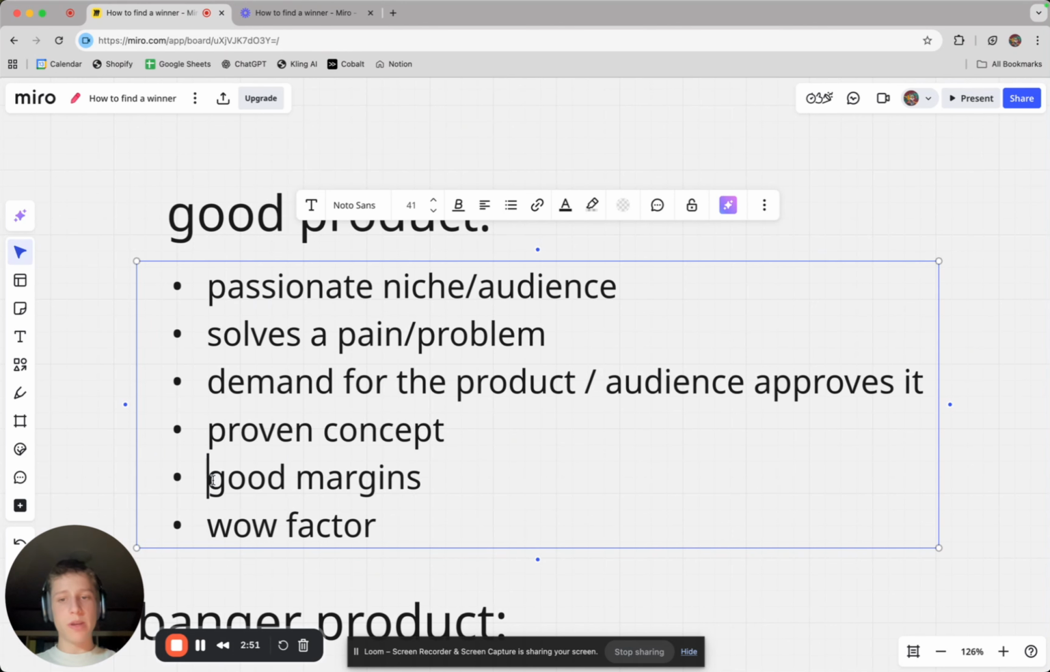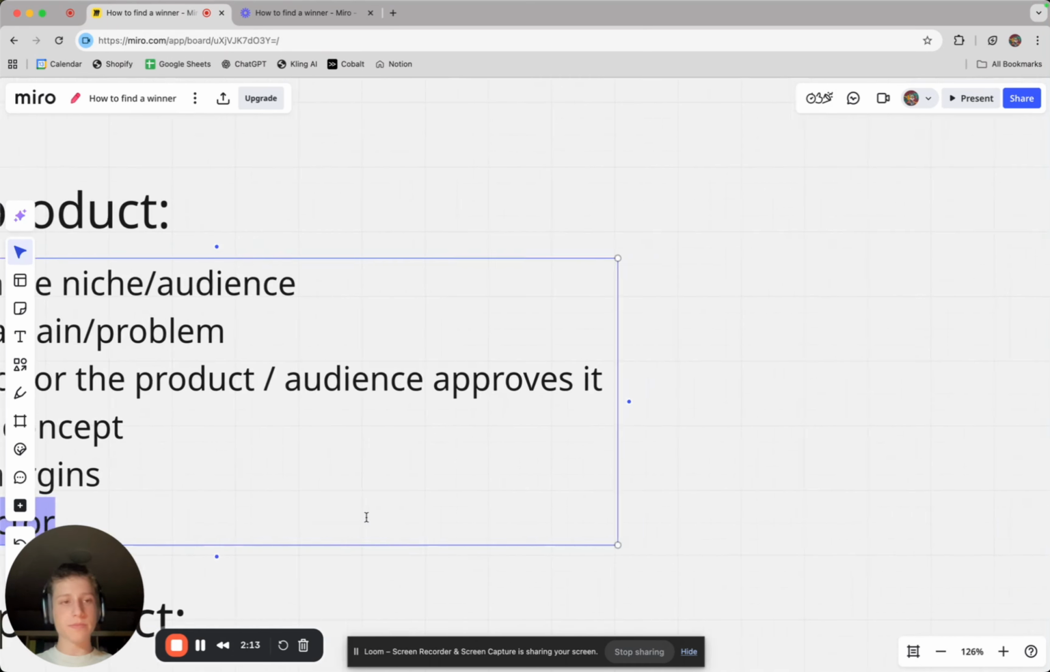So you want to be aiming for at least 50% margins with organic, but obviously, the higher the margins, the better. Then you also want your product to have a wow factor. This one isn't necessary, but it's just going to make your life way easier when you try to go viral. So I'll definitely recommend your product having a wow factor.